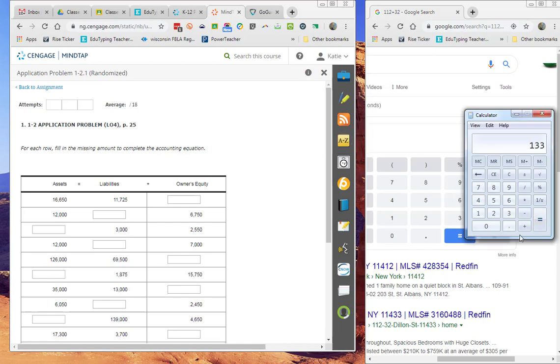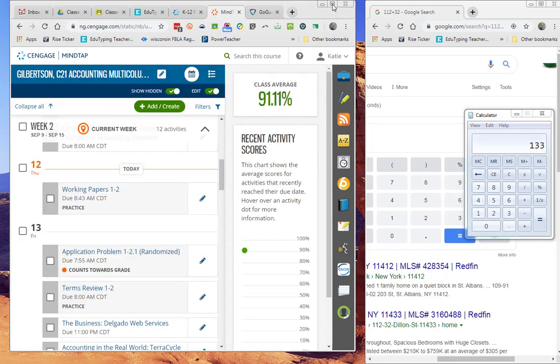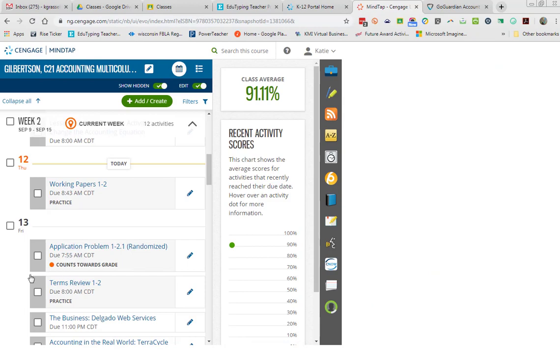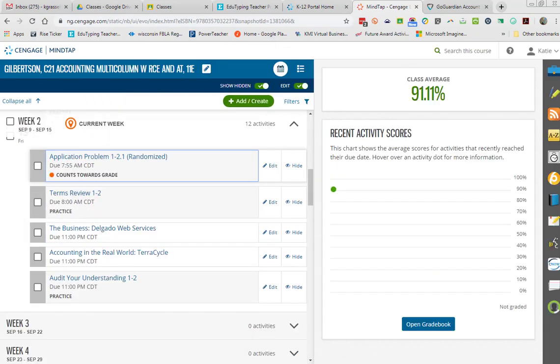Sound good? I will also turn on the reading for 1-3 that I would like you to read tomorrow. The other features that I have turned on: I want you to realize that I have a terms review. Is the terms review graded? How can you tell? It says practice. The graded ones have this giant orange red thing to be like, look at me, do me. If you don't do me, you get a 0, okay? So terms review is there for you to practice your vocabulary.